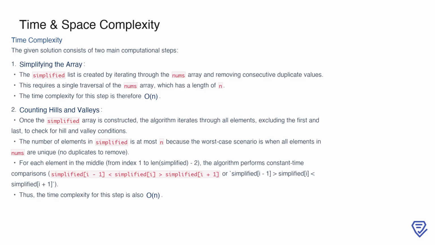Next, we count the hills and valleys in the simplified array. To do this, we examine each element in simplified, excluding the first and last, and check if it satisfies the conditions for a hill or a valley. In the worst case, where all elements in nums are unique, the length of simplified is still at most n. Each check for a hill or valley involves constant time comparisons, and we traverse the array once, so this step is also O(n). Therefore, both steps contribute equally to the time complexity, making it O(n).